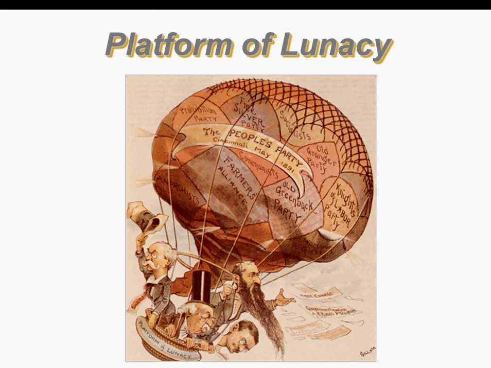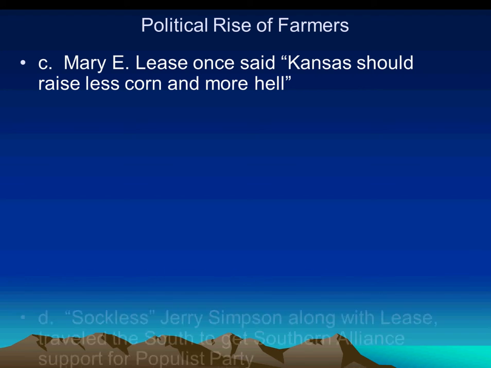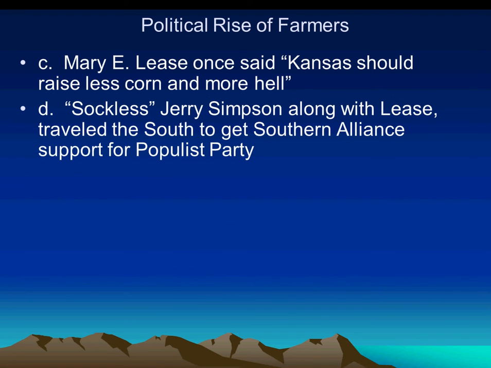And of course, the Democratic Party and the Republican Party looked upon the People's Party as a platform of lunacy. These are just crazy people, way out there. They were asking for too many things, and it just wasn't going to happen. Of course, we talked about Mary Lease, who once said, Kansas should raise less corn and raise more hell.